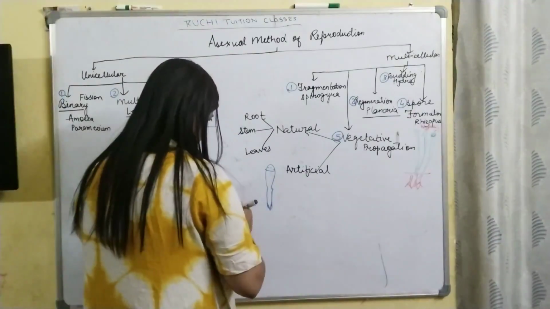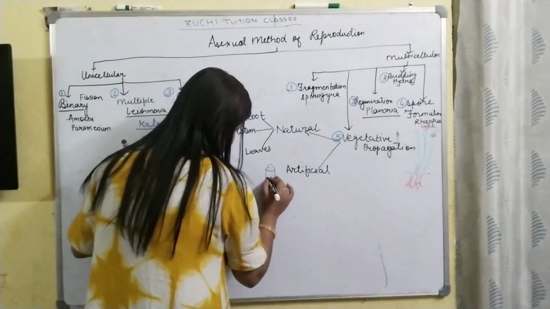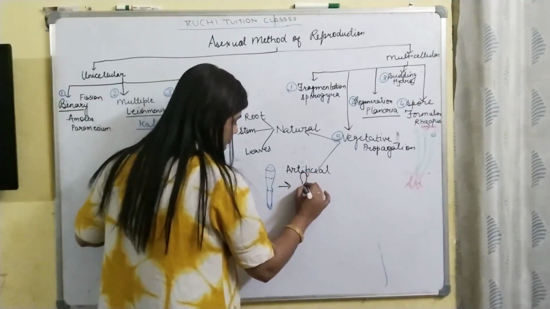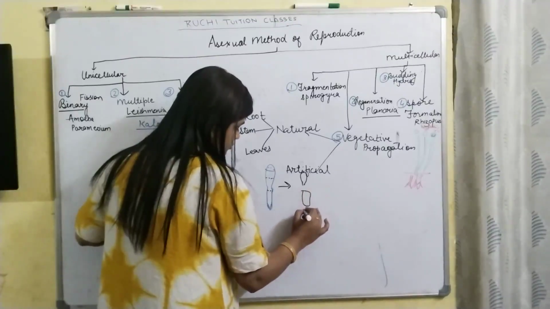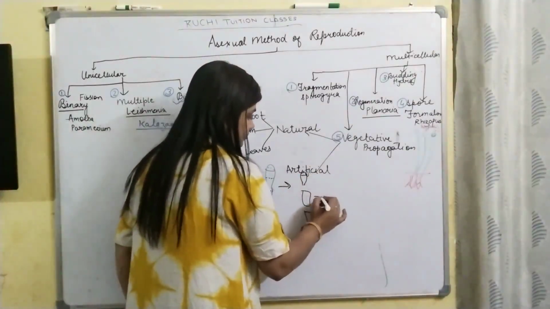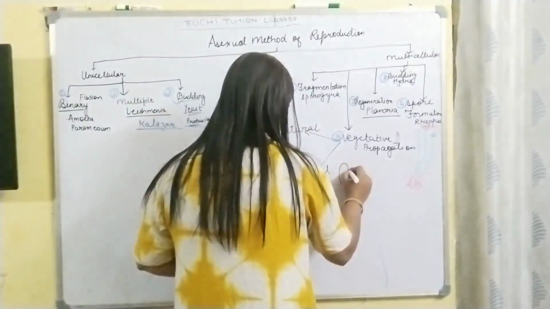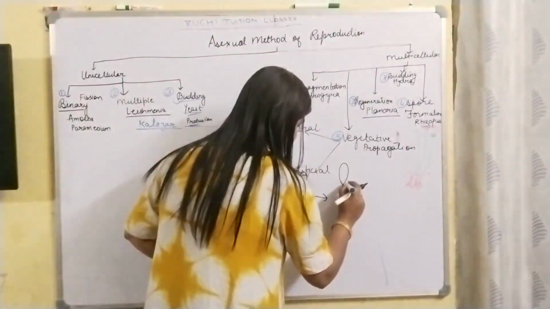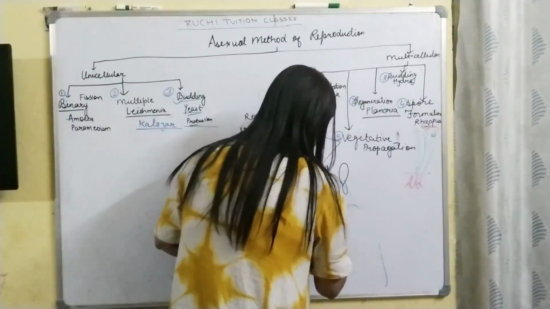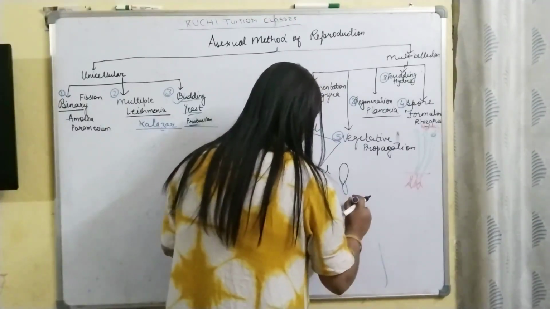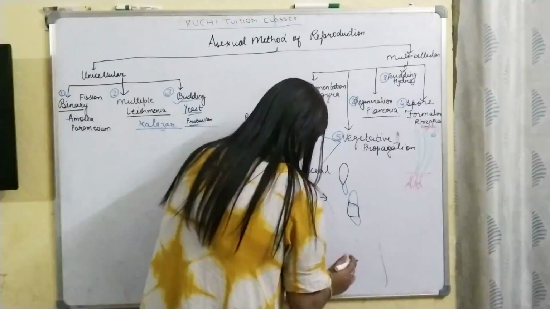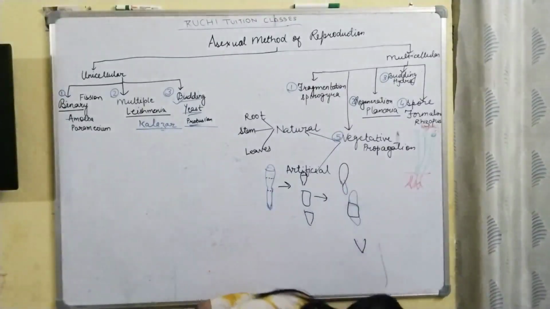What happened? This planaria is being cut from three sides. From next time, from here the new part is being generated. Here in the middle part, here in this.